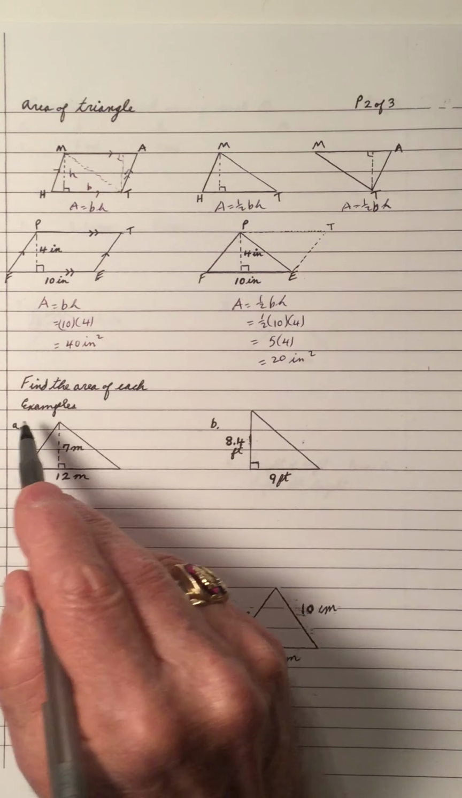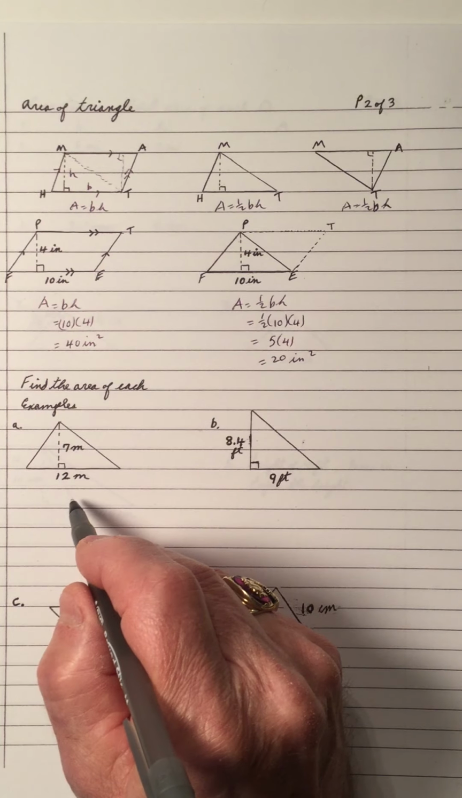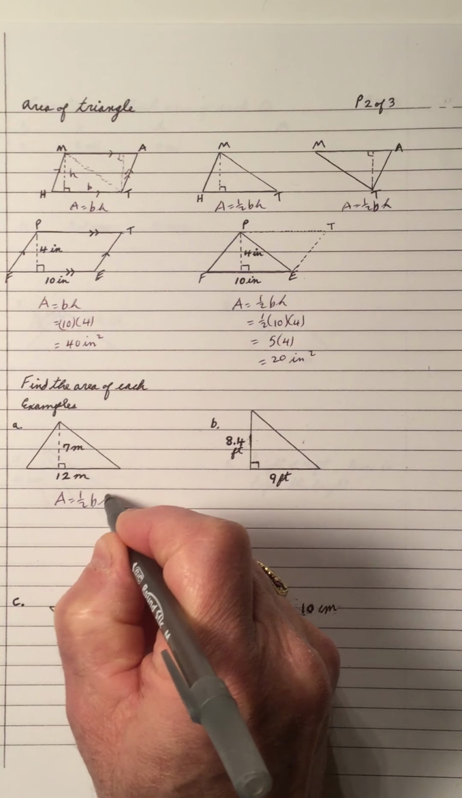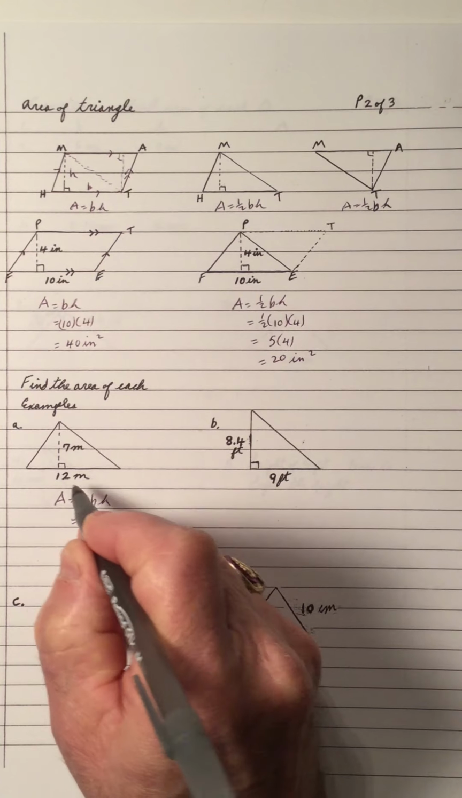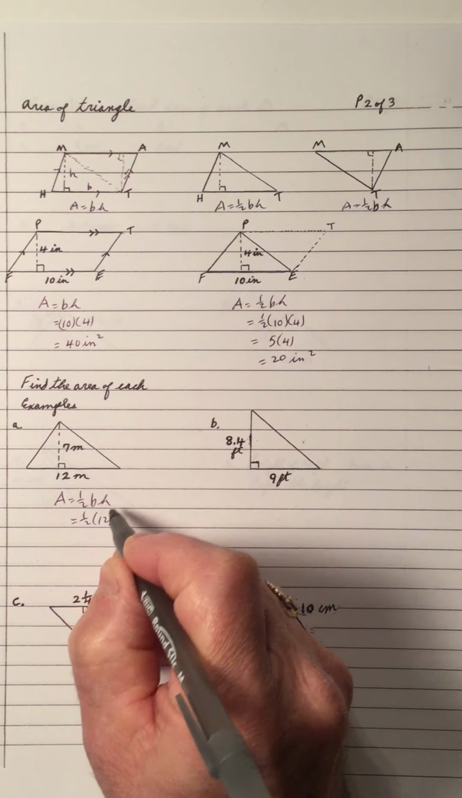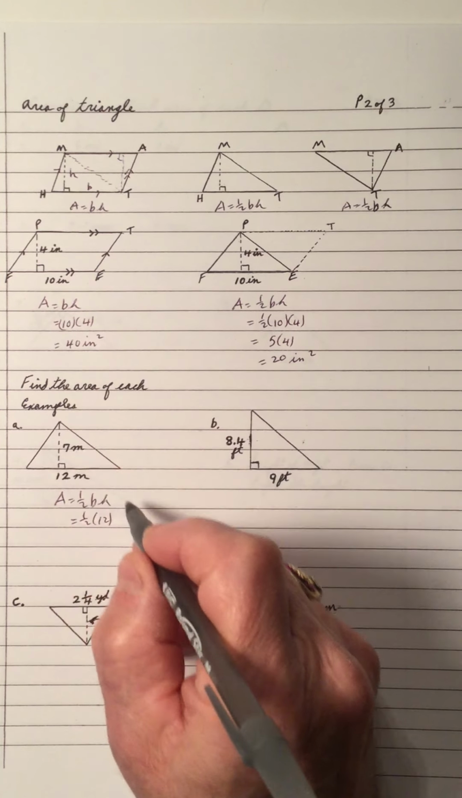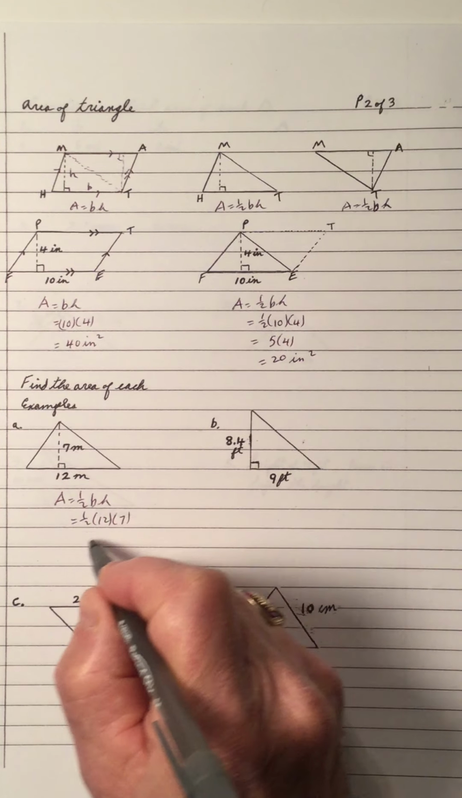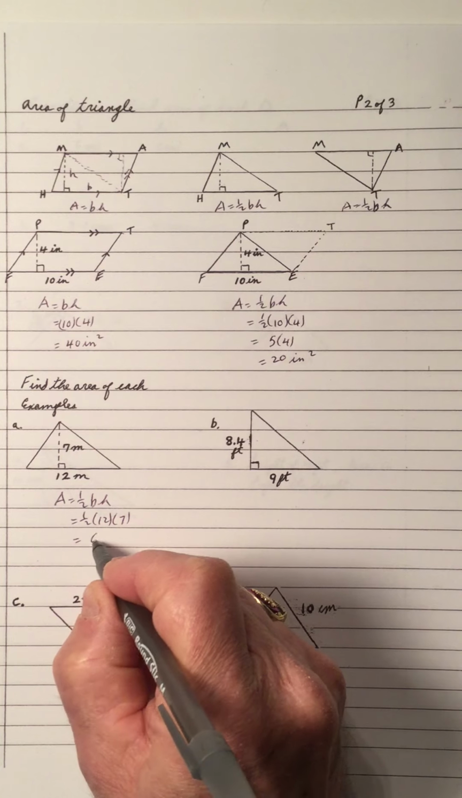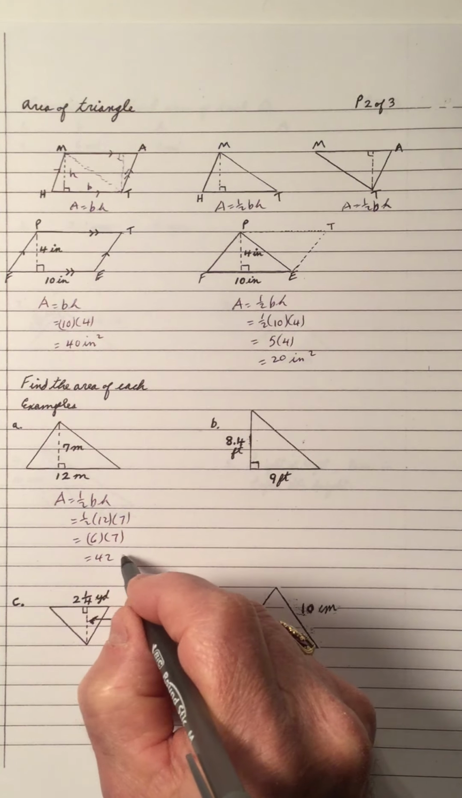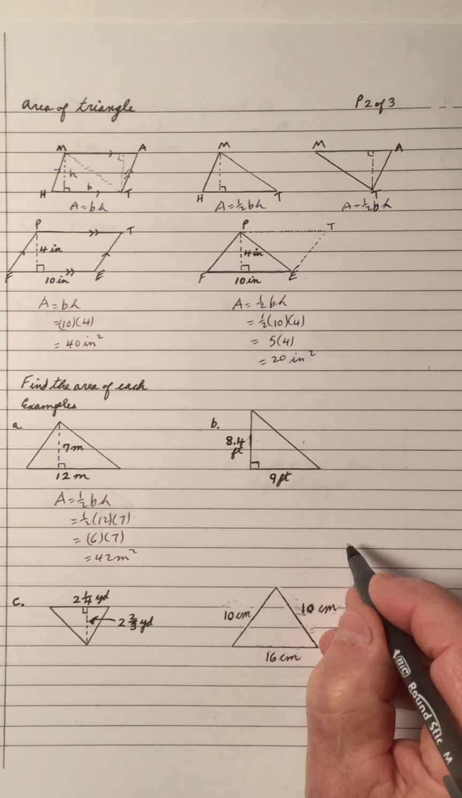Let's continue. Find the area of each. So the area of a triangle is half the base times the height. The base is 12. The height is the perpendicular distance from the top of the triangle perpendicular to the base, which is 7. Half of 12 is 6, and 6 sevenths makes 42, and it's meters squared.